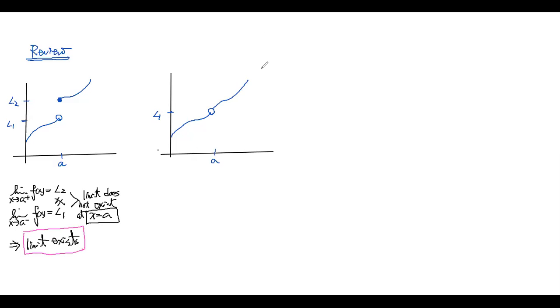From this problem, the limit as x approaches A from the right-hand side of f of x is equal to L1. And the limit as x approaches A from the left-hand side of f of x is also L1. So the limit from the right equals the limit from the left. So I know the limit at A exists, right?